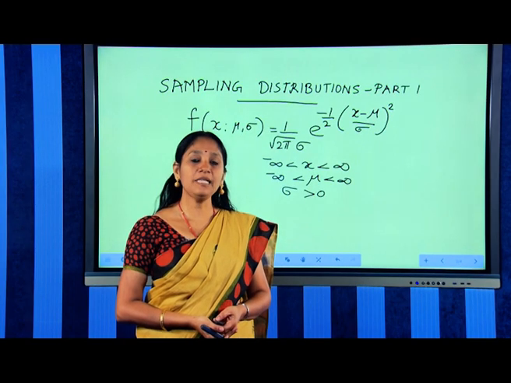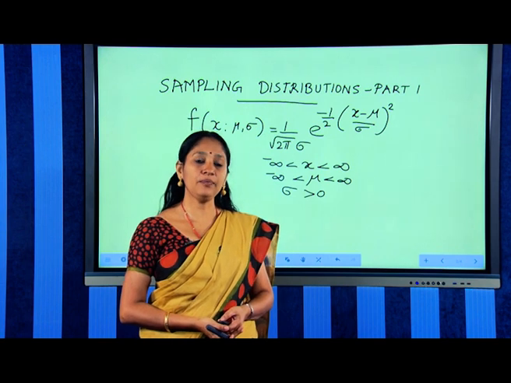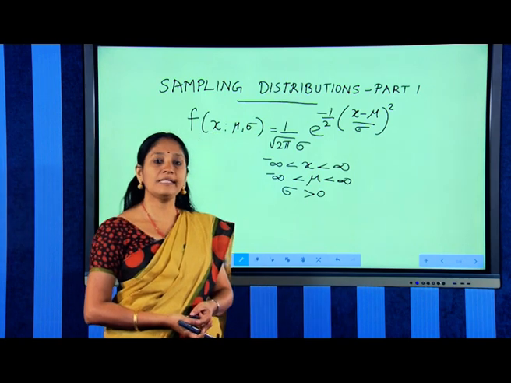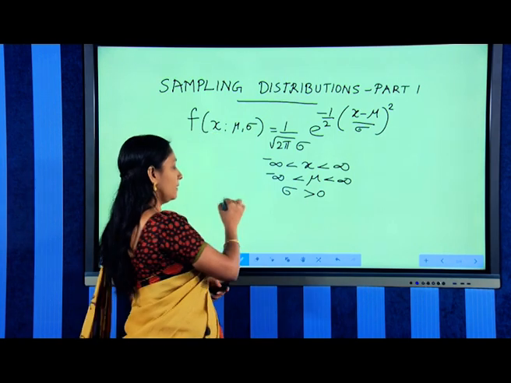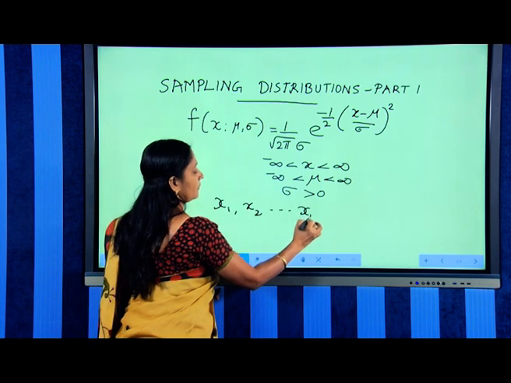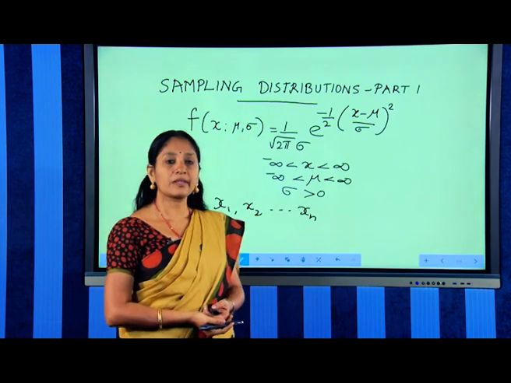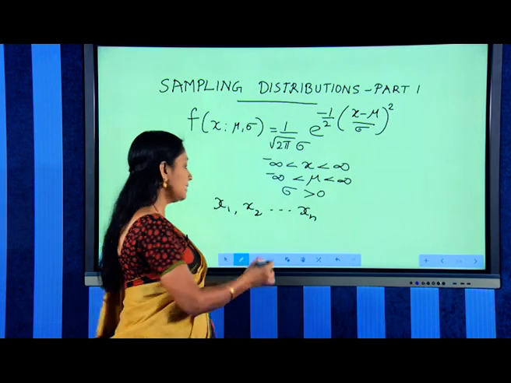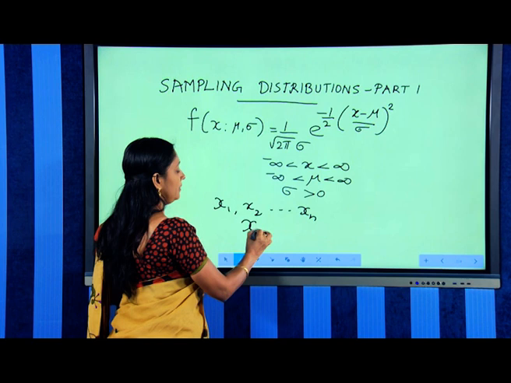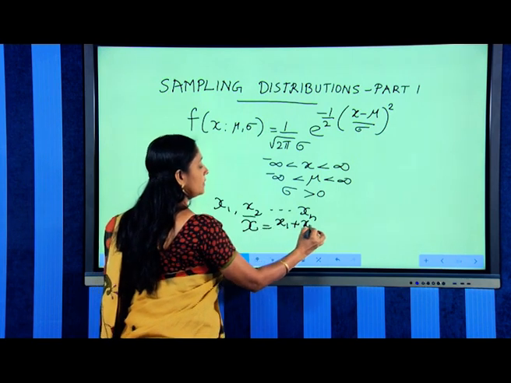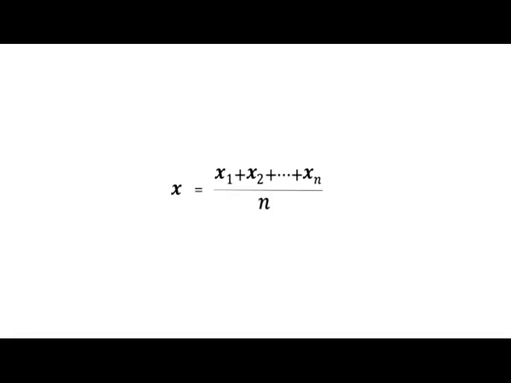When a random sample of size n is taken from this population, let x1, x2, etc. xn be the sample values. These are the sample values. First, let us see what is the sampling distribution of the sample mean. Sample mean x bar is equal to x1 plus x2 plus etc. plus xn divided by n.